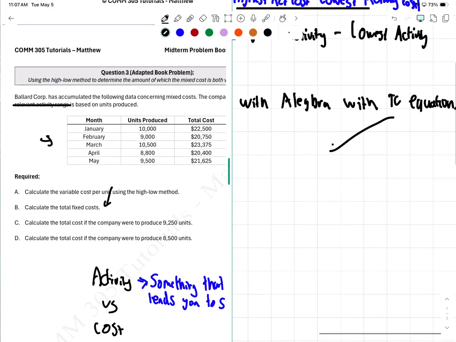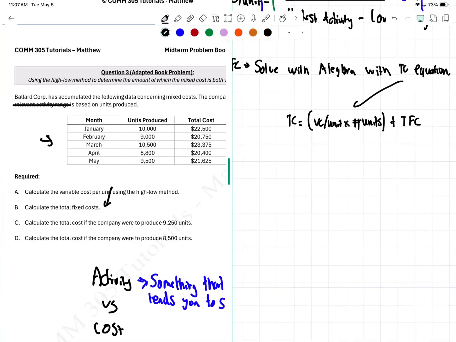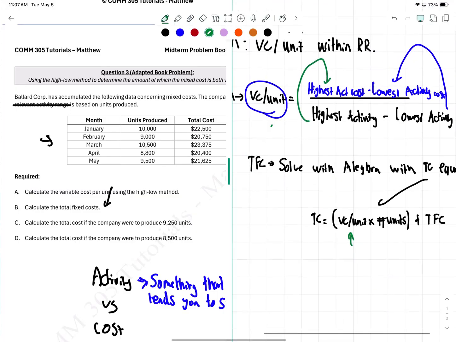Now, what is your total cost equation? Your total cost is the variable cost per unit times the number of units, plus the total fixed cost. That's your total cost equation. What you're going to see a little bit later in the question is that through the high-low method, we're actually going to have the VC per unit already. And you'll see all the steps in a little bit.